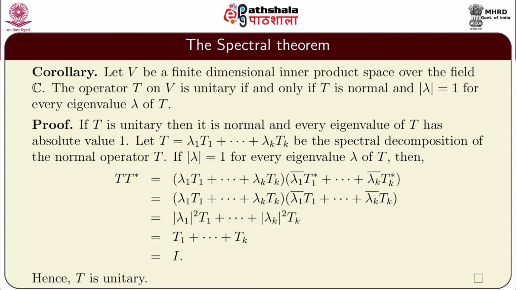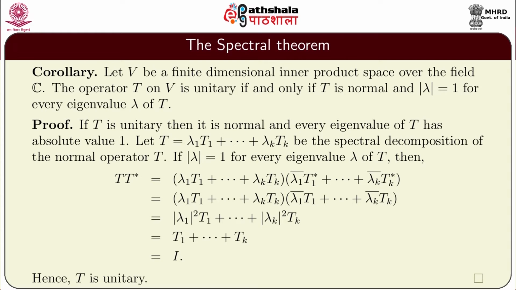The operator T on V is unitary if and only if T is normal and |λ| is 1 for every eigenvalue λ of T. If T is unitary, then it is normal, and every eigenvalue of T has absolute value 1.